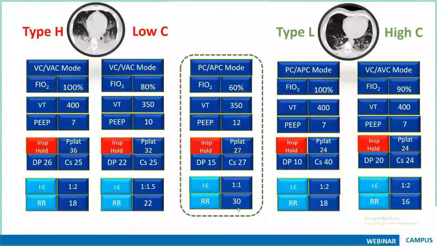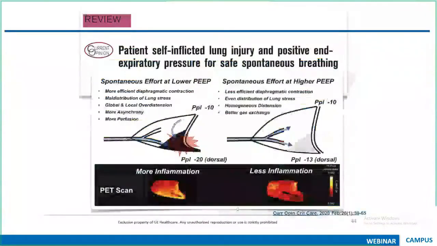Forget about PCO2. You can accept high PCO2 values. Now, this is again another excellent review in Current Opinion in Critical Care. They were looking at spontaneous effort at lower PEEP and higher PEEP. Here you can see the pleural pressure swing is -20 at a lesser PEEP, but with a higher PEEP, that pleural swing can be reduced, so the inflammation also will be less.